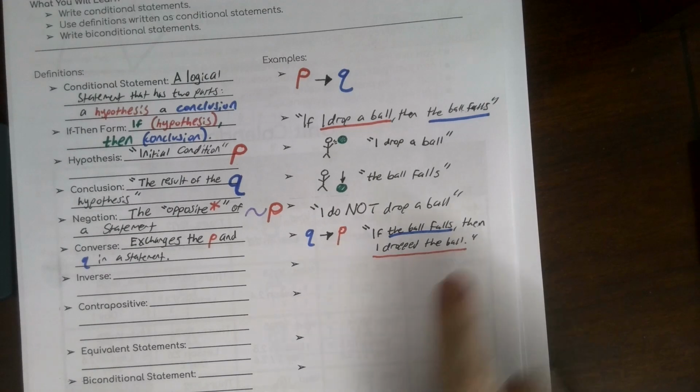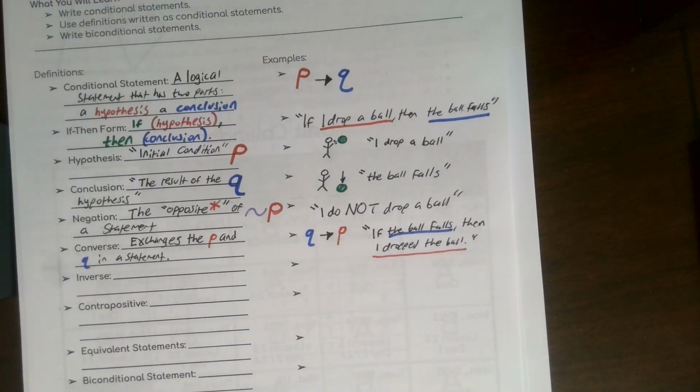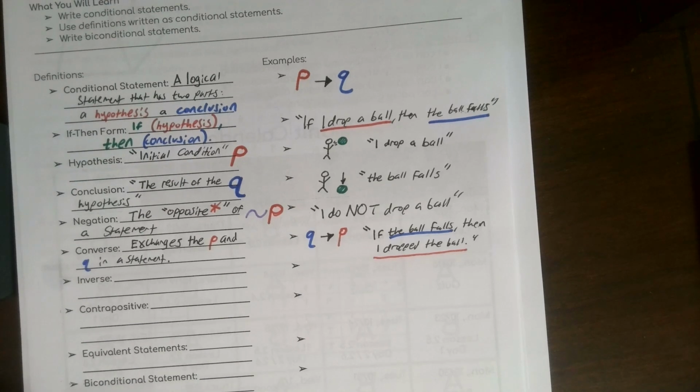Now, is this true or false? This is actually a false statement. It doesn't quite work, no matter how we phrase it. For instance, maybe I threw the ball. Maybe I didn't drop the ball, but I placed it down so it fell. Maybe the ball was pulled down out of my hands. Just because the ball falls, it doesn't mean that you dropped the ball. If the ball falls, then maybe something else happened.